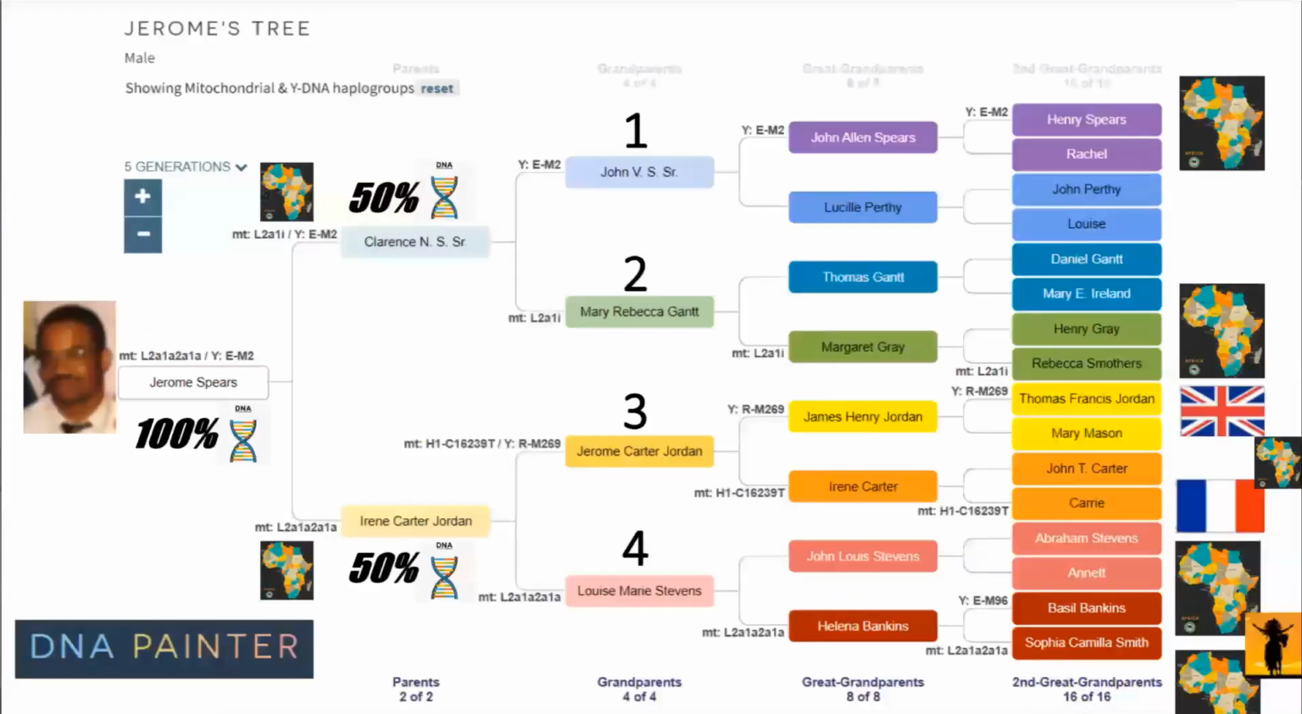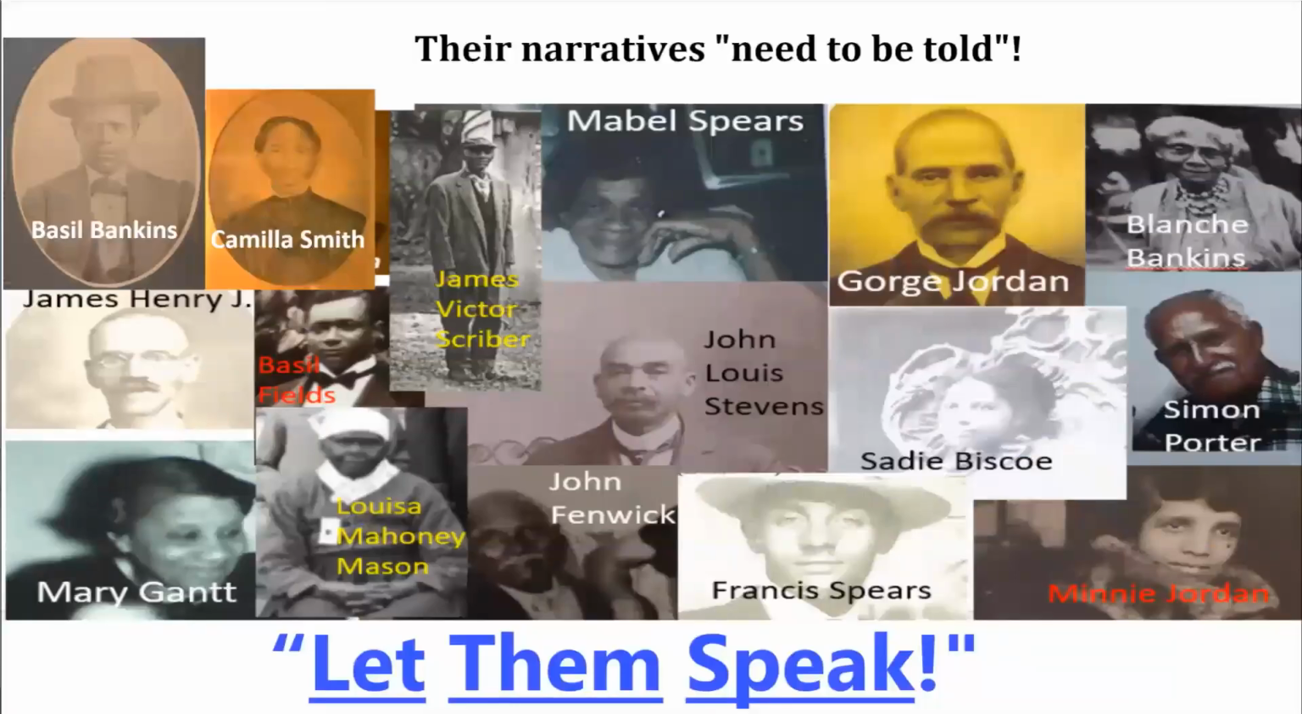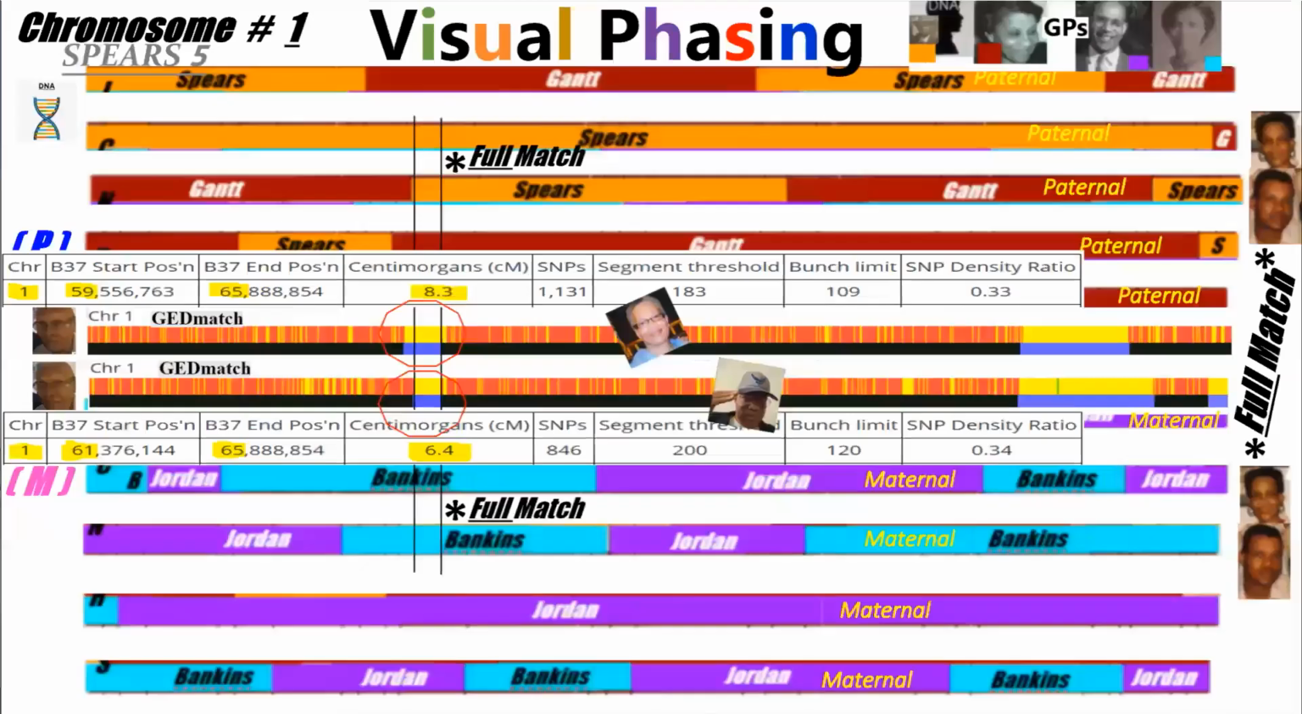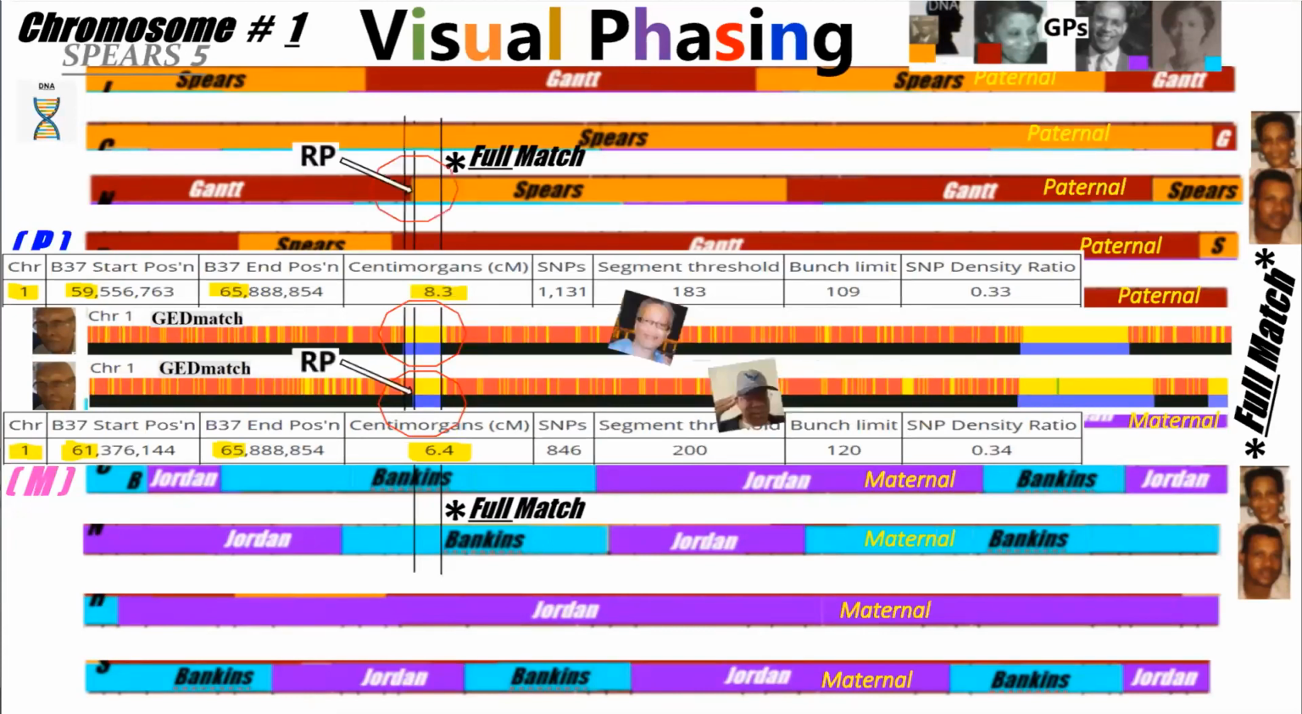Okay, so I'm looking for my people between the Y and the mitochondrial and everything in between. They need to be allowed to speak. So here's a bonus. My cousin Eugene on chromosome 1, there's something going on there. My sister and brother Nason, they have a full match with Eugene on chromosome 1. On the paternal side, it's Spears. On the Bankins side, it's Jordan.